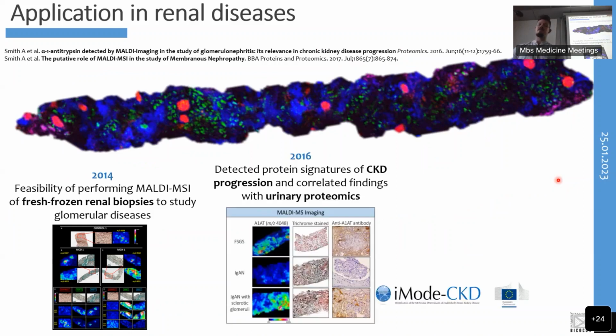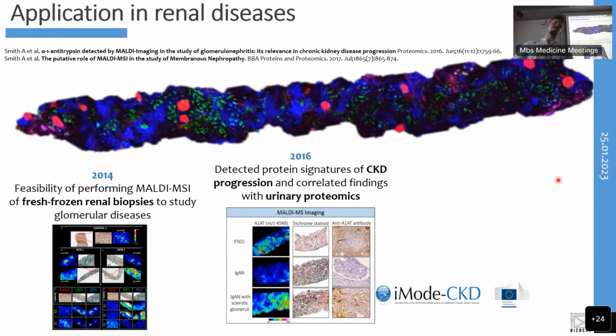Then in 2016, we were fortunate enough to be part of a European network, IMODE-CKD, which came under the umbrella of a Marie Curie project, where we were able to focus on this in a little bit more detail. And one of the works that we performed highlighted the increased expression of alpha-1 antitrypsin within sclerotic glomeruli of diseases.